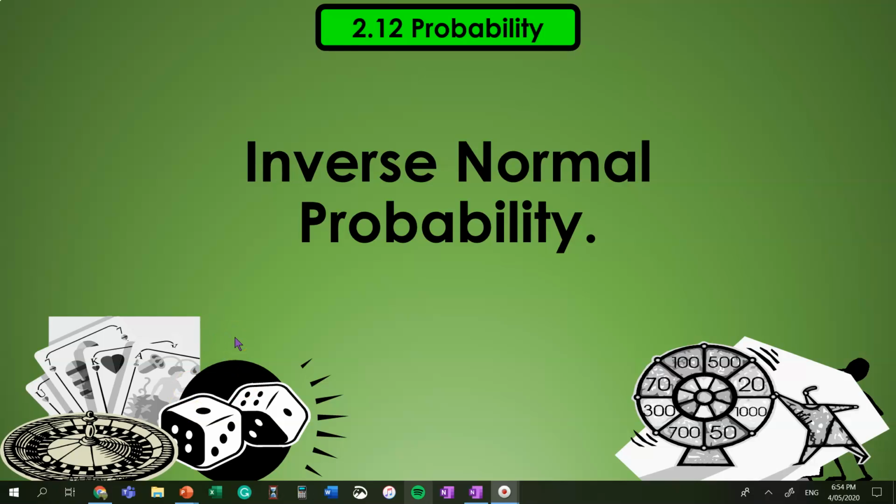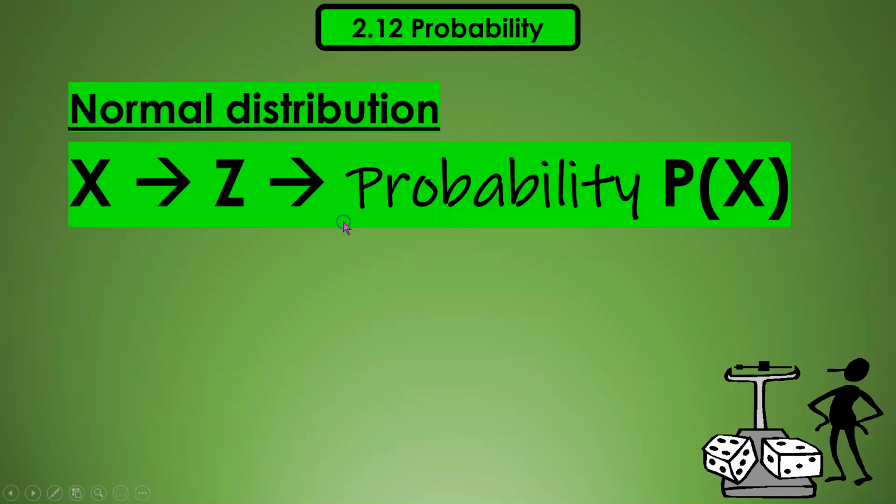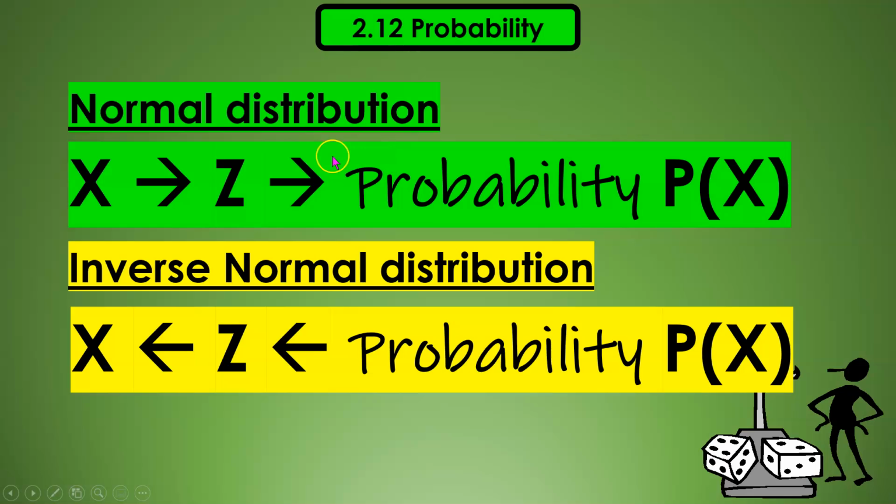Okay, so today's lesson is looking at inverse normal probability. In the last few lessons, or last couple of weeks, what we've been doing is looking at using the normal distribution, from real life x values, converting them to z values, and then working out the probability of those things happening. Inverse normal is really simple, as it's working the other way. So if we know the probability, can we convert that to a z value to then work out an x value?